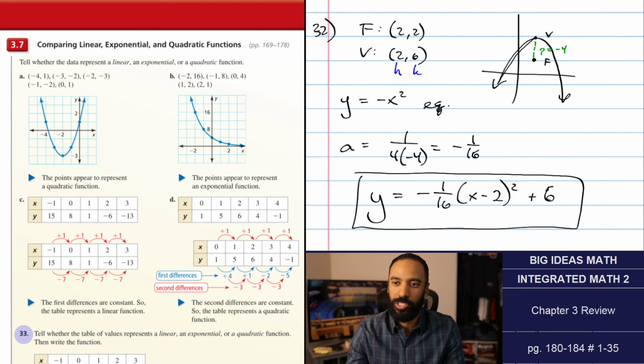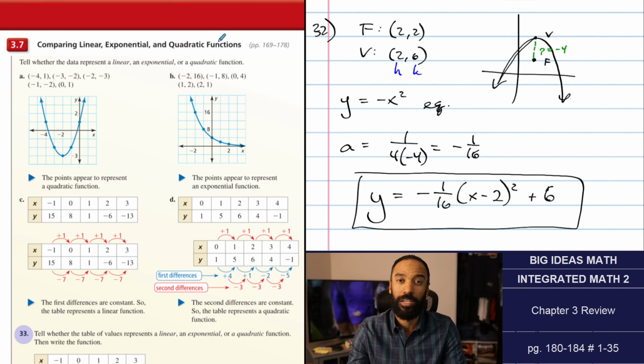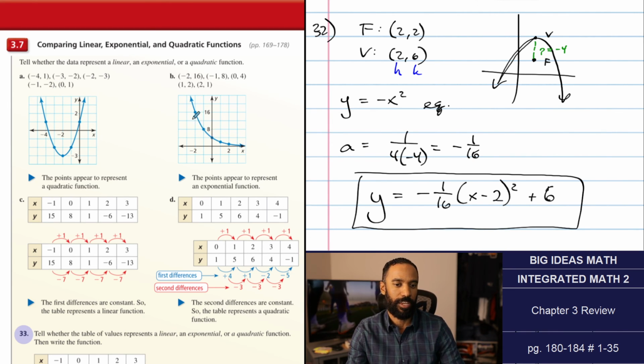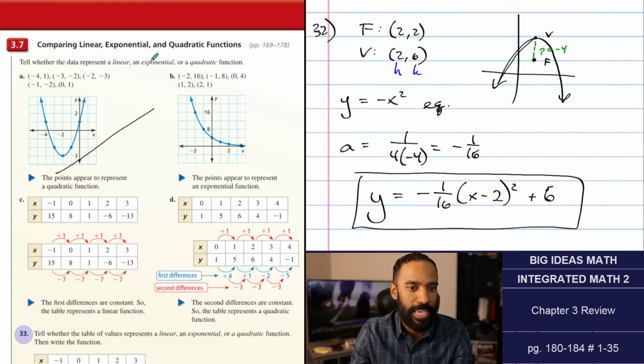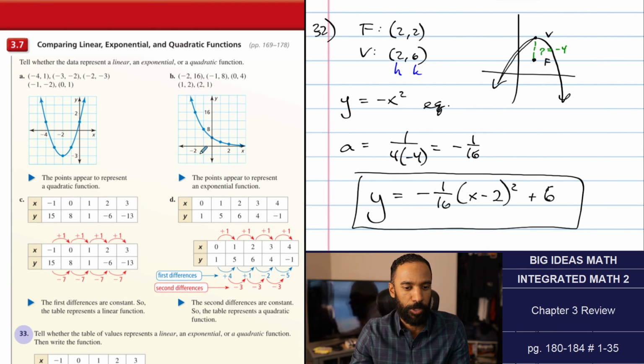Okay, the last section and the last 3 problems we're going to do is focused around comparing linear, exponential, and quadratic functions. Now, a quadratic function will have the u shape. Exponential is a curve without the actual u itself, with a constant ratio. Linear would be a straight line, of course. Tell whether the data represents linear, exponential, quadratic. As they plotted these points, they say quadratic. As they plot these points, they say exponential.